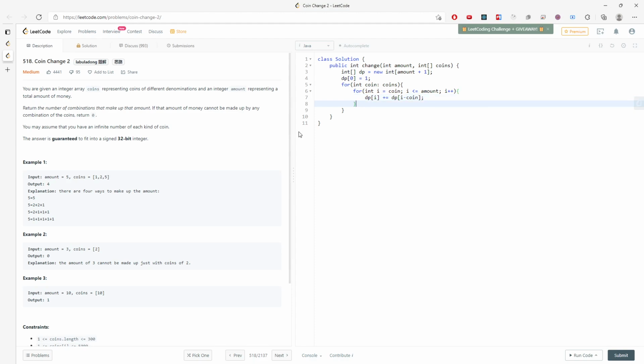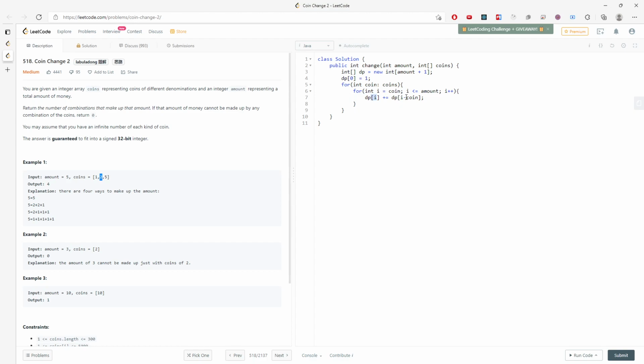For example, the coin right now is 1, and i equals coin, which is 1. 1 minus 1 is 0, and we already initialized dp[0] equal to 1. There's only one way to spend on amount 0, which is not spending. So dp[1] plus equals 1, which is correct. You only have one way to make amount 1 with coin 1, right? For the amount 2, same idea.